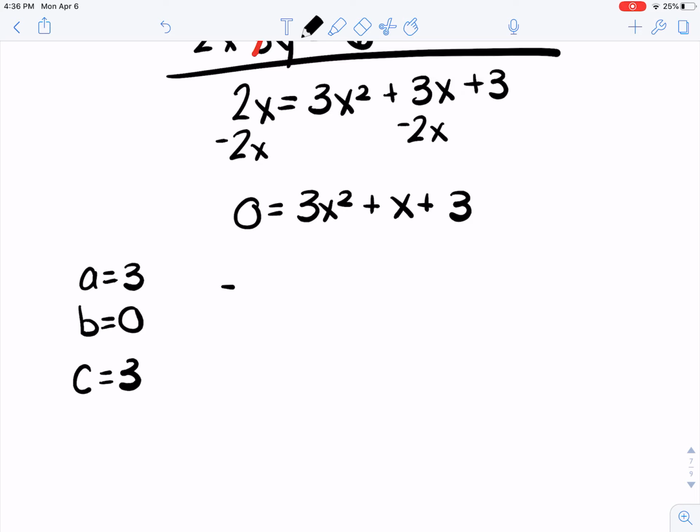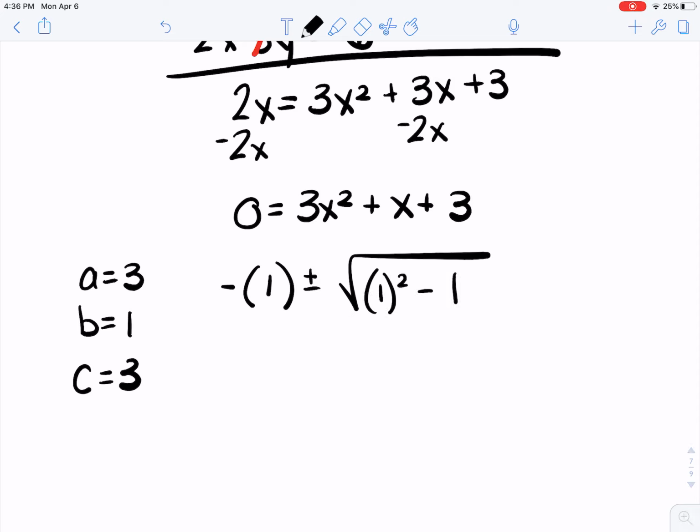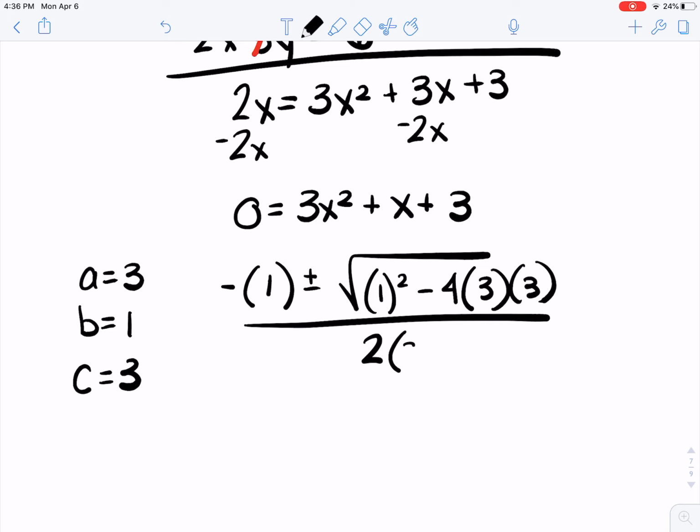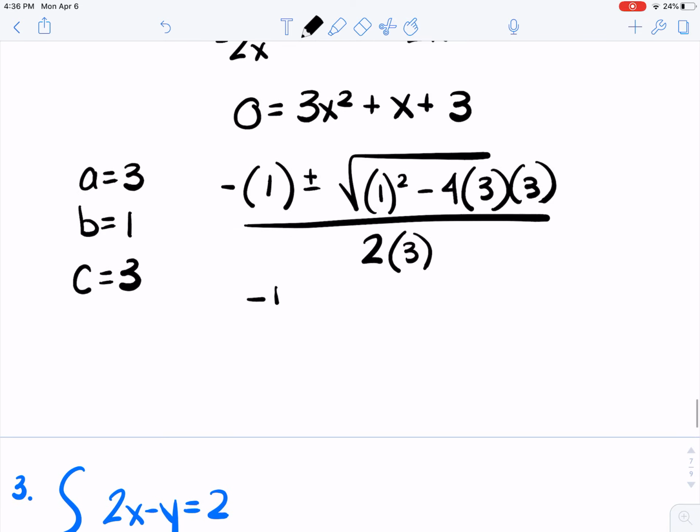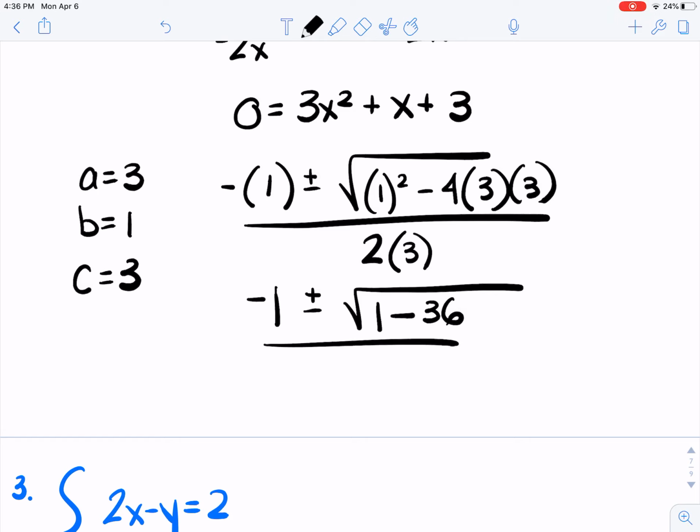Okay, so I have the opposite of b, which, my b is not 0, my b is 1. So the opposite of 1 plus or minus the square root of 1 squared minus 4 times 3 times 3, all divided by 2 times a. So I have negative 1 plus or minus the square root of 1 minus 36 all over 6. That's going to give me negative 1 plus or minus the square root of negative 35 over 6.